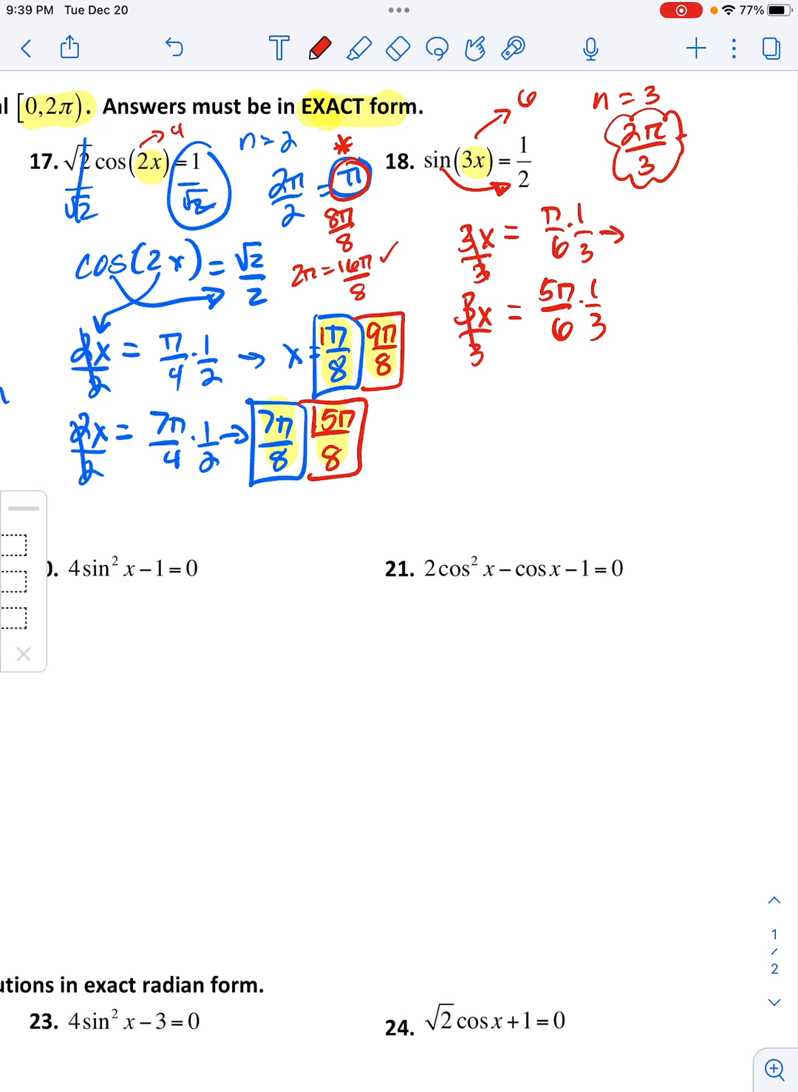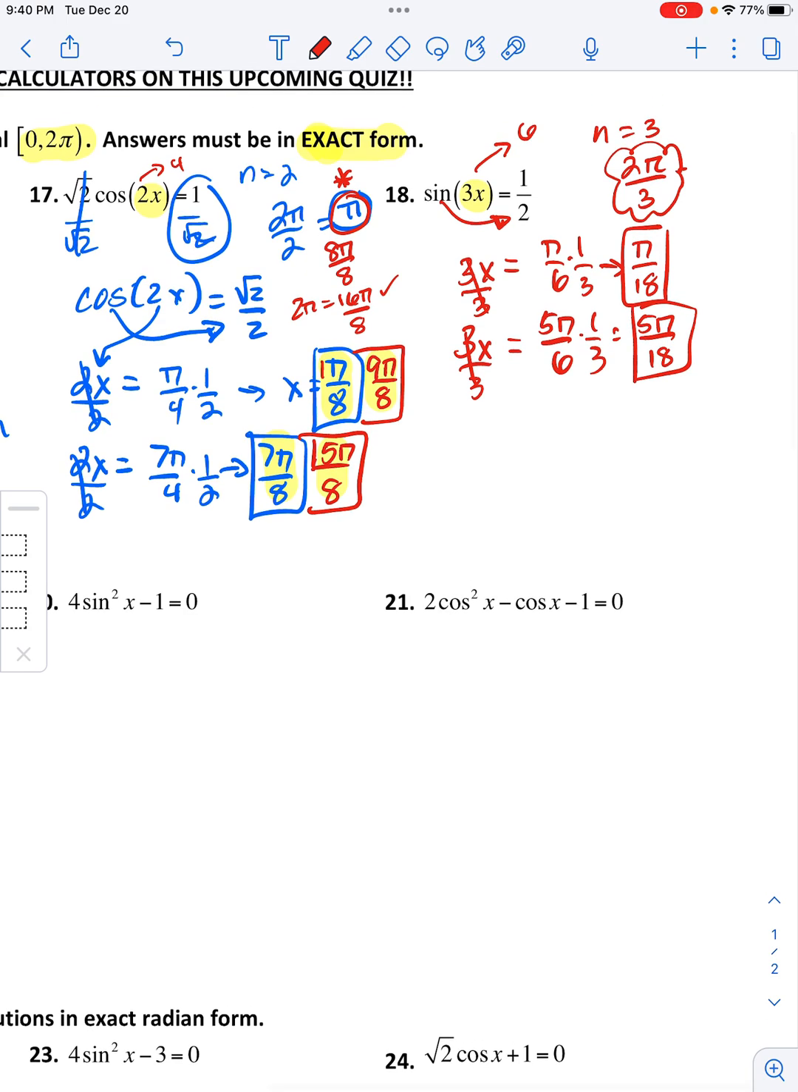So this turns into pi over 18 as one of my solutions, and this turns into 5 pi over 18. I am going to quickly run out of room, so I'll put the other answers down below.